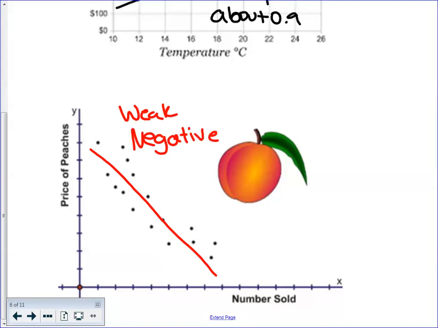So weak says I have to be closer to 0.5. Negative says I need to have a negative sign. So what is weak and close? What do I think this is? And again, this is just kind of an estimate. We're just making an estimate of about what we think it is, okay? So if I put an estimate on this, I would say maybe about negative 0.3 is about what I'd say on this one.